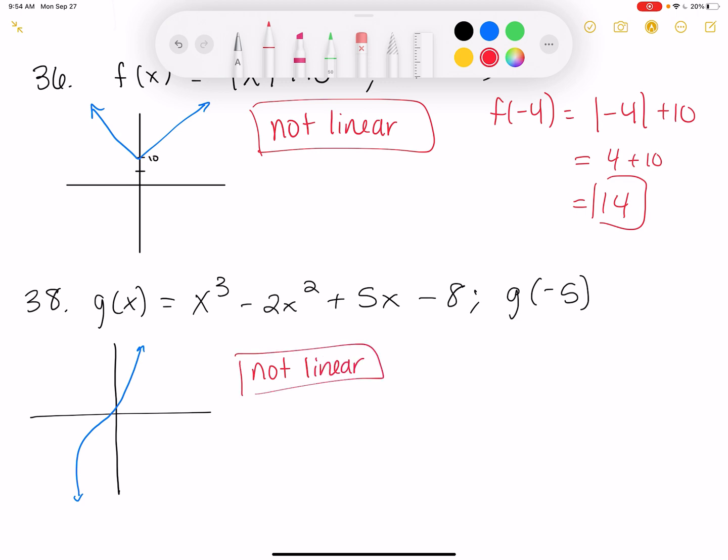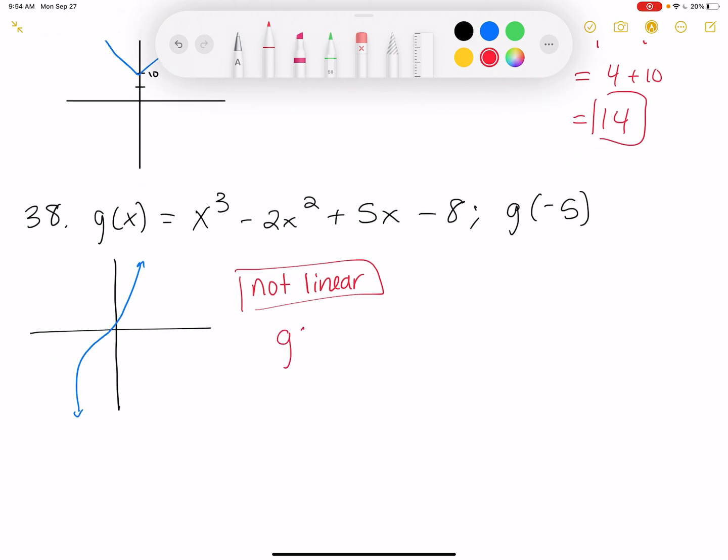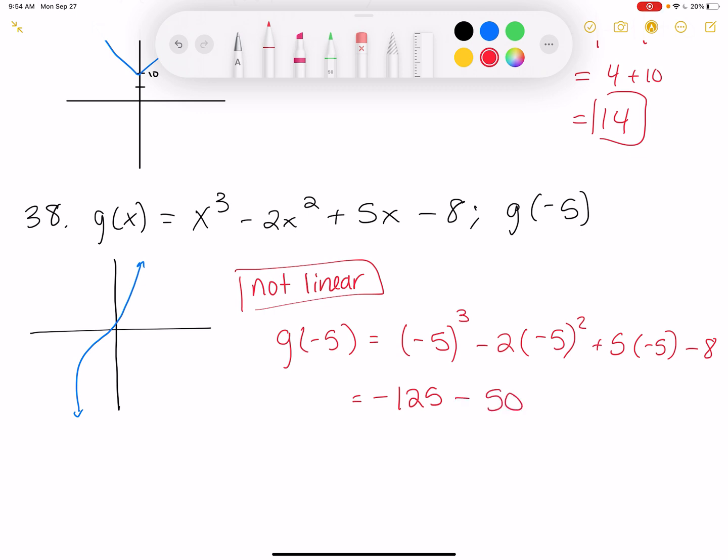All right, and then we're going to plug in. G of negative 5 is equal to, remember because it's negative and we're doing different powers, I would make sure you keep that stuff in parentheses. Minus, what is negative 5 cubed? Negative 125. Negative 5 squared, positive 25, times negative 2, negative 50. That's 5 times negative 5, negative 25. Then minus 8.